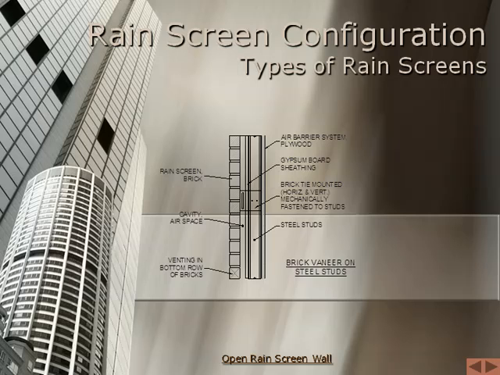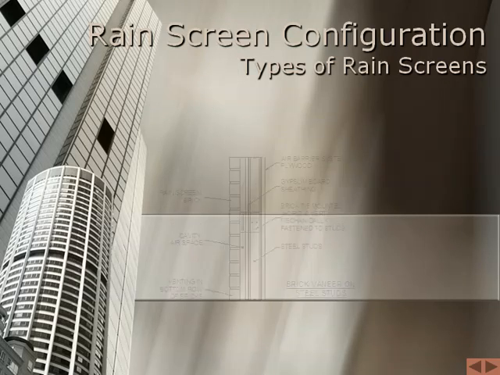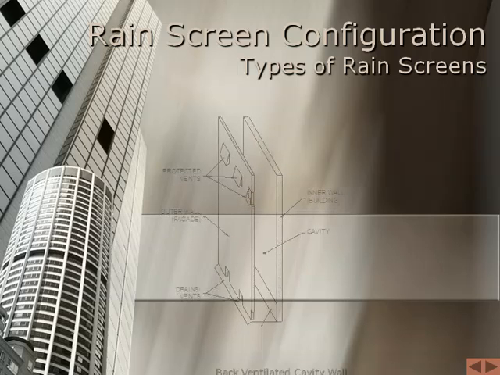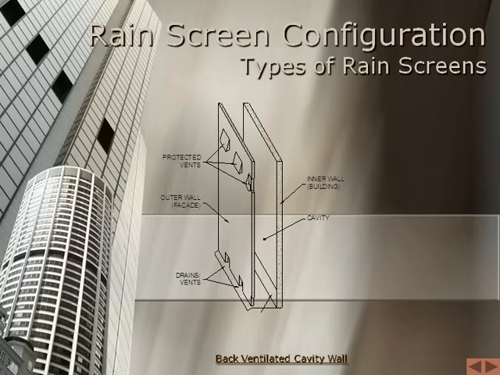The name rainscreen is somewhat misleading in that it implies that rain is the only problem. The term two-stage weather tightening has been used in Europe for several decades and is a more accurate description, as it acknowledges that most water entry is controlled at the rainscreen wall while air leakage is prevented at the building wall. A variation of the open rainscreen popular in Europe is the back ventilated cavity wall.